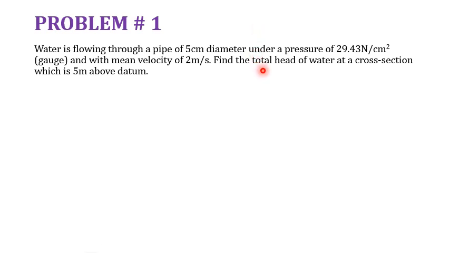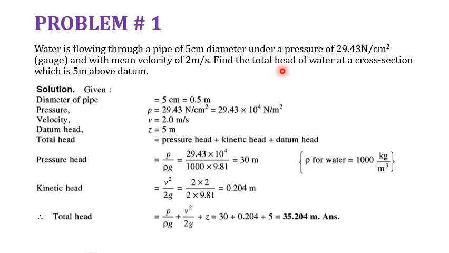So we need to determine this total head of water, which we know consists of pressure head, kinetic head and elevation head. The pressure value is given and we can calculate the pressure head by this formula. Pressure head is P over gamma, gamma is rho g. Pressure was given in Newton per centimeter square. You have to convert it to Newton per meter square. And the density of water is 1000. So you'll get pressure head 30 meters.